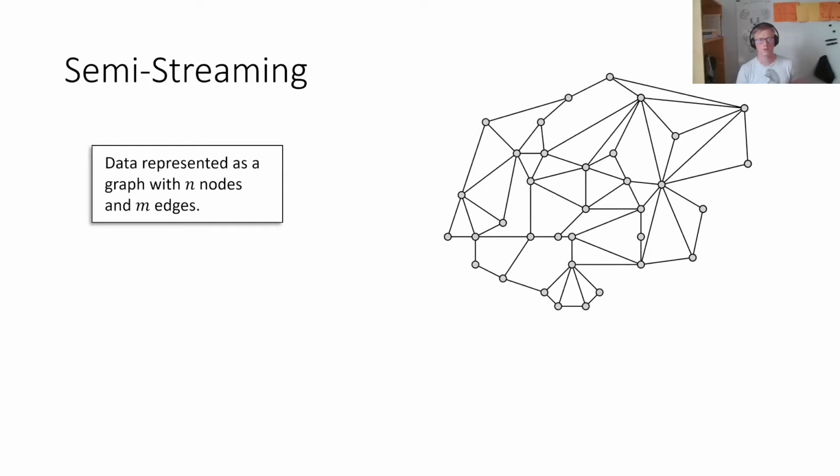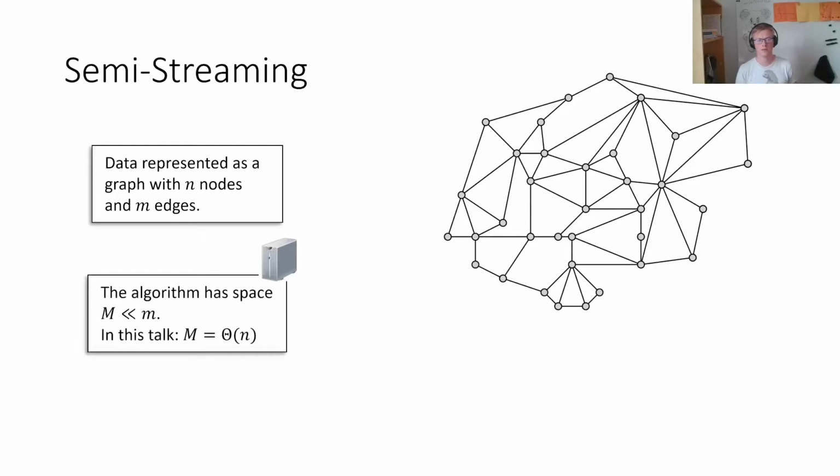In the semi-streaming model, we usually have graphs that are represented with n nodes and m edges. And the idea is that the algorithm has much less space than the number of edges. And this is in direct contrast with centralized computing, where you have your whole input stored on your tape. And for the sake of this talk, we have the memory fixed to roughly the number of nodes, but it could also be something different in principle.